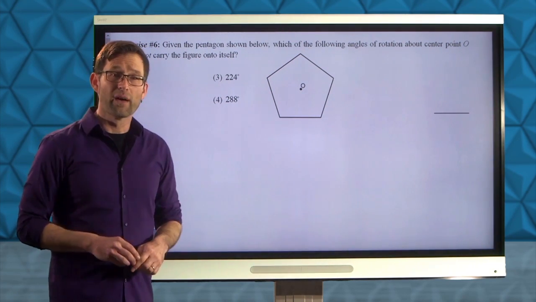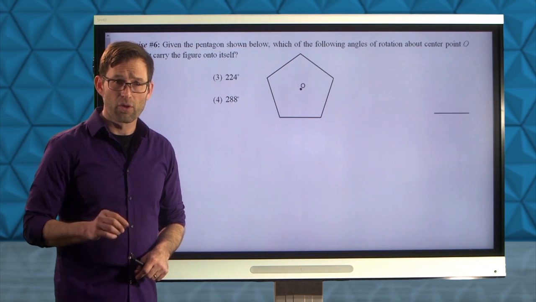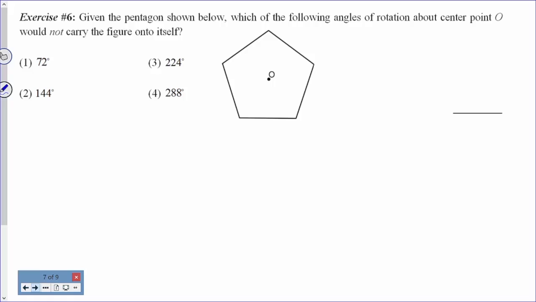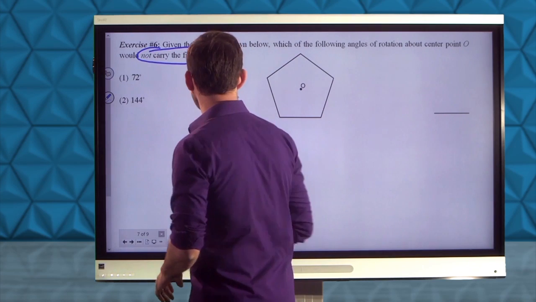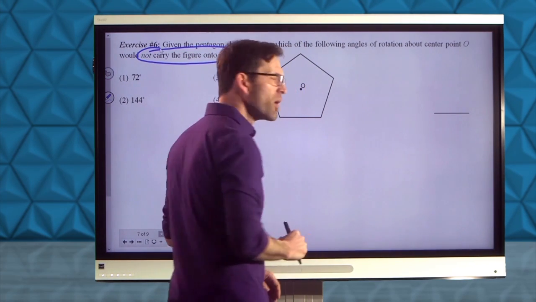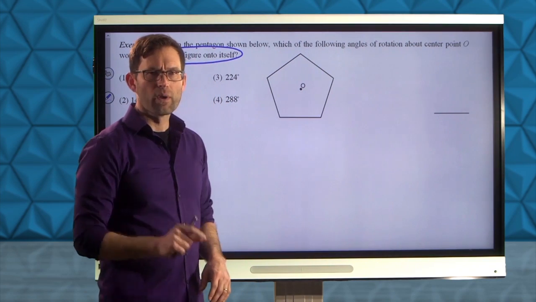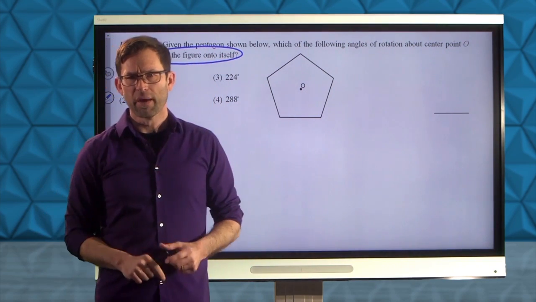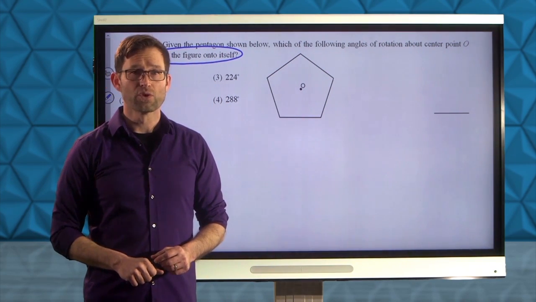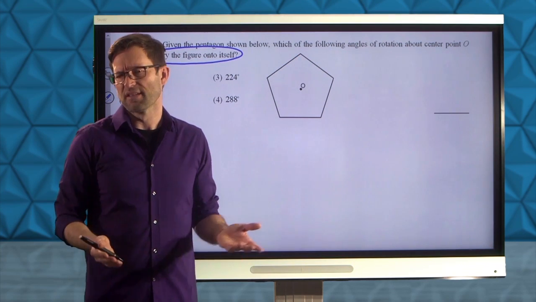So in this picture, what we have is a regular pentagon. And the question asks, given the pentagon shown below, which of the following angles of rotation about center point O would not carry the figure onto itself? All right, what I'd like you to do is pause the video now and think about this problem a bit. See if you can find the right choice, or the wrong choice, as the case kind of is.